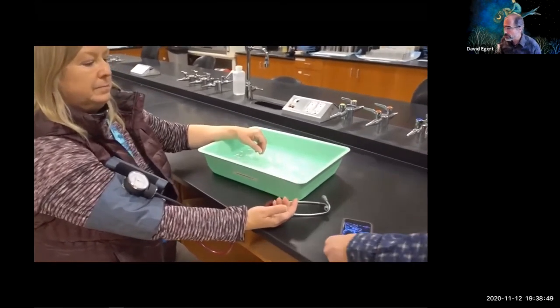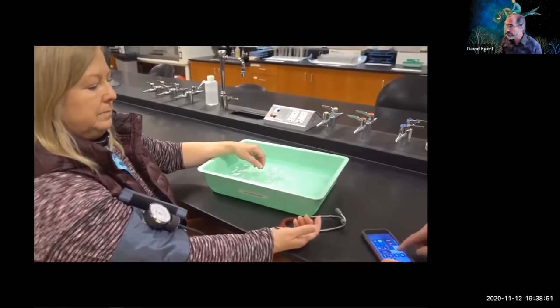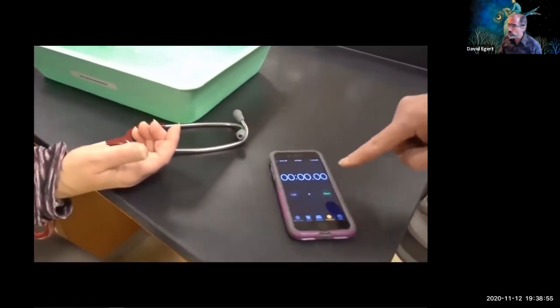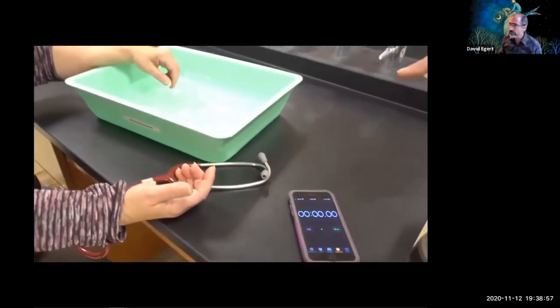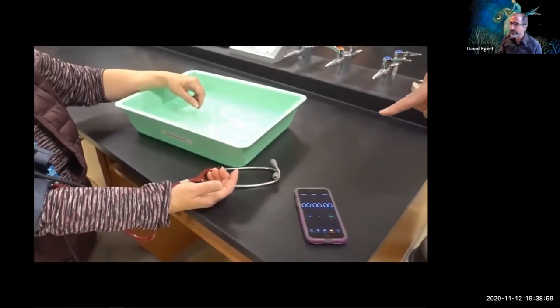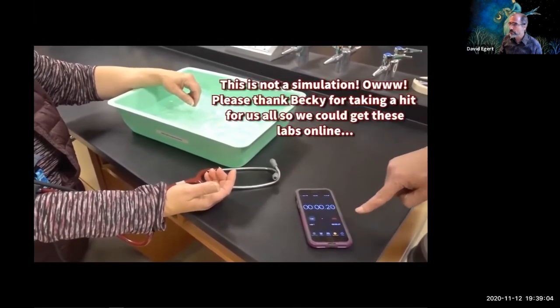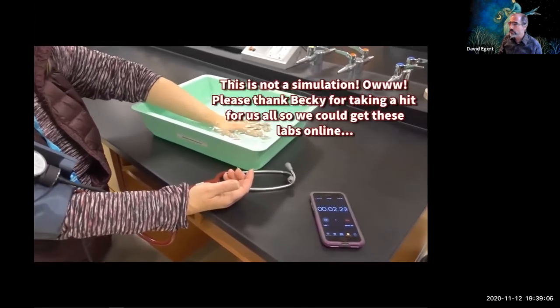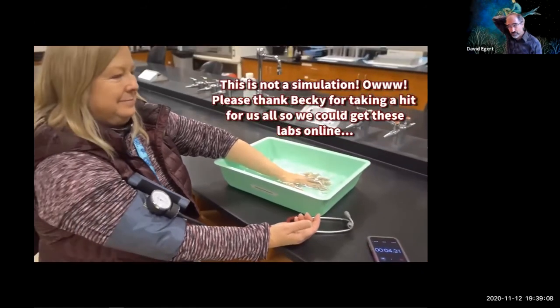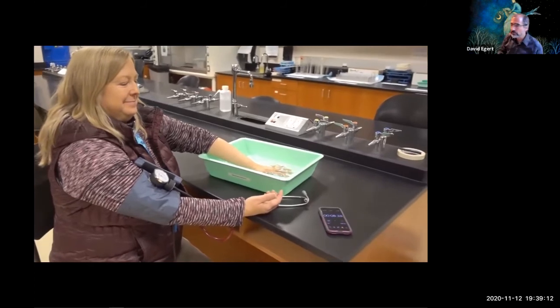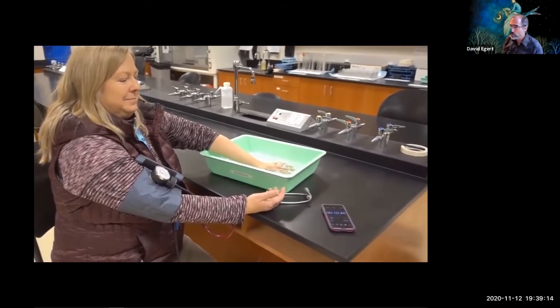So I've got the timer here. And I'm going to start as soon as, are you ready to put your hand in the ice water? I think so. All right, so here we go. Start. She's got her hand in the cold pressor test ice water, and at 1 minute, we're going to take the first reading.